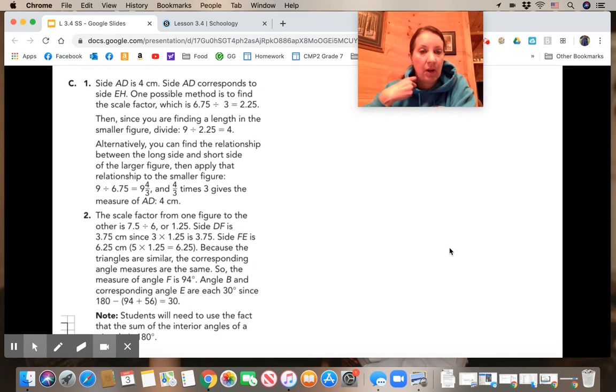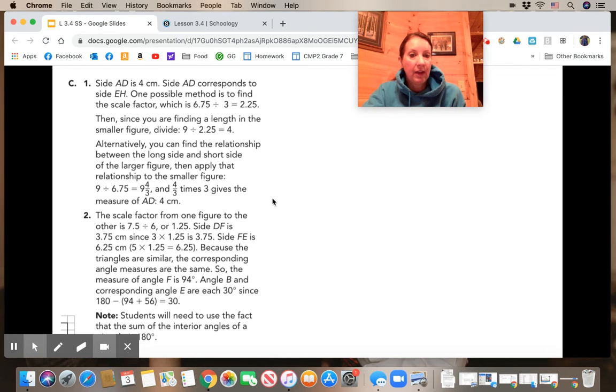In question C1, side AD is 4 because side AD goes with EH. You would have used the scale factor, finding the scale factor by doing 6.75 divided by 3. The scale factor was 2.25. Then, since you were finding the length in a smaller figure, you would have done 9 divided by 2.25, which was 4. You could have also done a different way. If you want to pause and read that section right here, you can. We did not talk about how to do that yet, so I'm guessing nobody did that, but you never know.